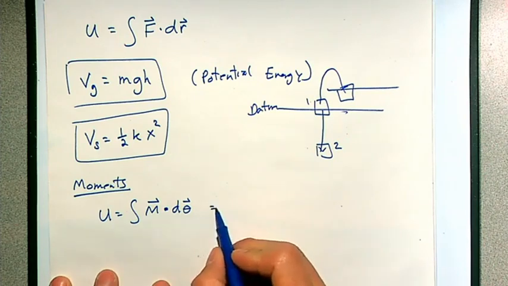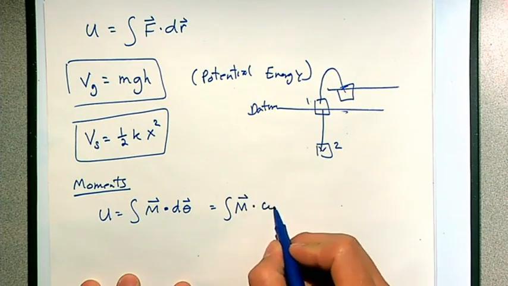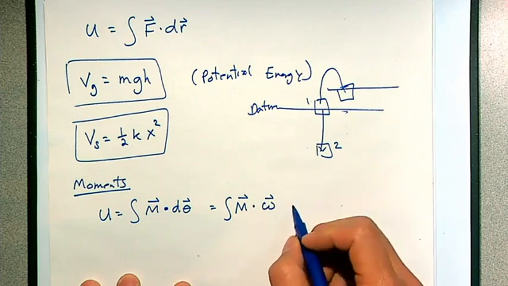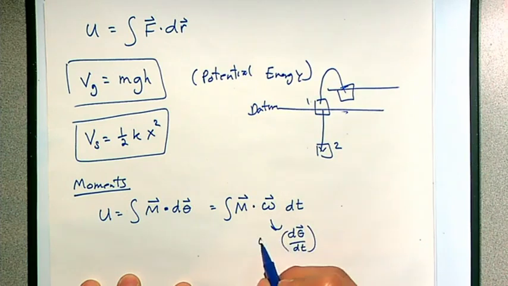I could get a little trickier and say, hey, this is also moment dotted with omega dt. Because omega is d theta dt, right? So that would be sneaky if I did that to you on the final, where I said, hey, these problems are all about speed and position. And then I threw in a little time variable to mess with you. No, I won't do that, I promise. But I could.